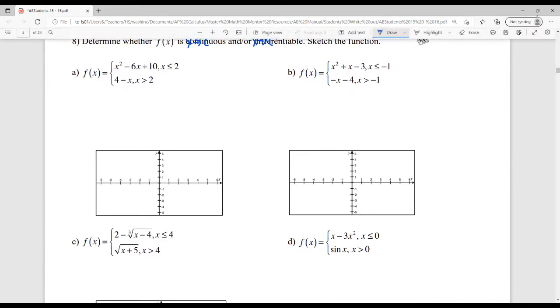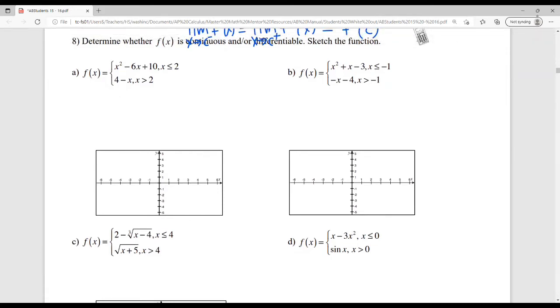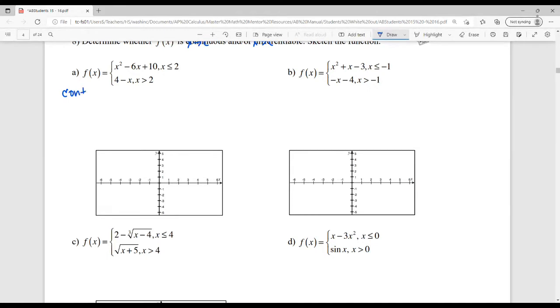All right, so let's look at part A. We want to find where the rule changes, at x less than or equal to 2. So the first thing we need to check is, is this function continuous? So we're going to check the limit as x approaches 2 from the left. That would be this top function. So we get 2 squared minus 6 times 2 plus 10.